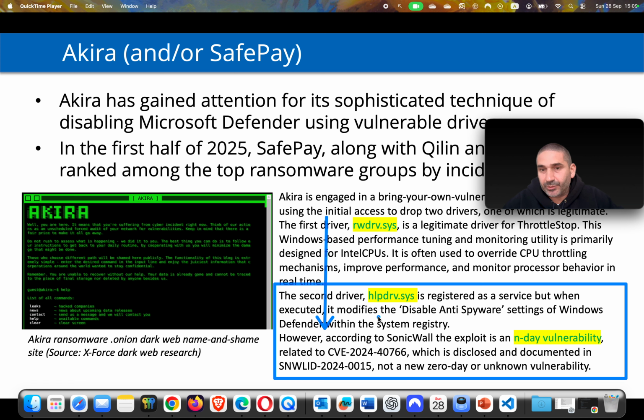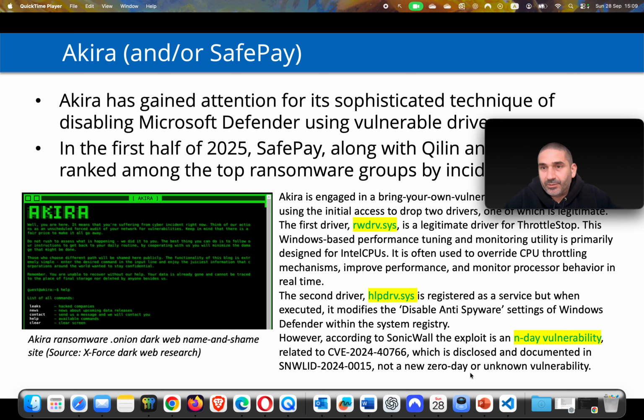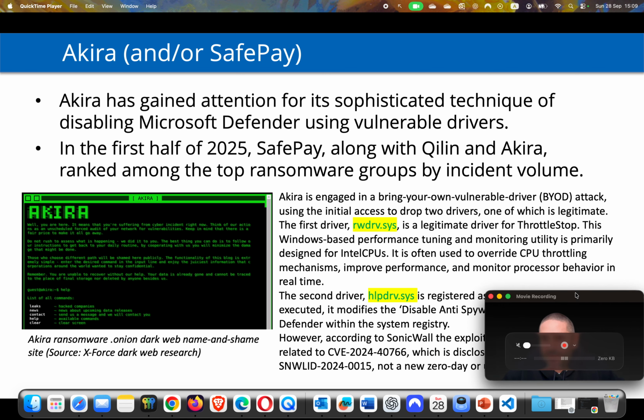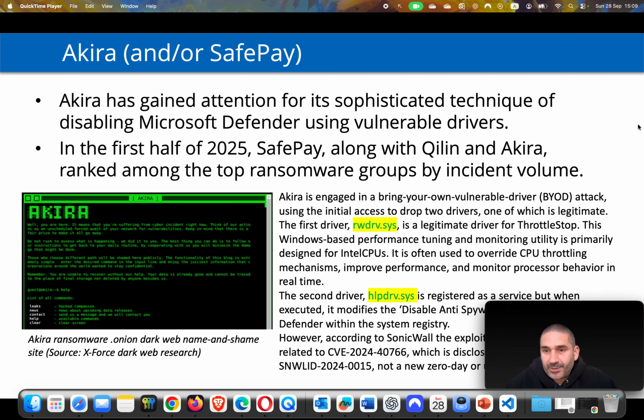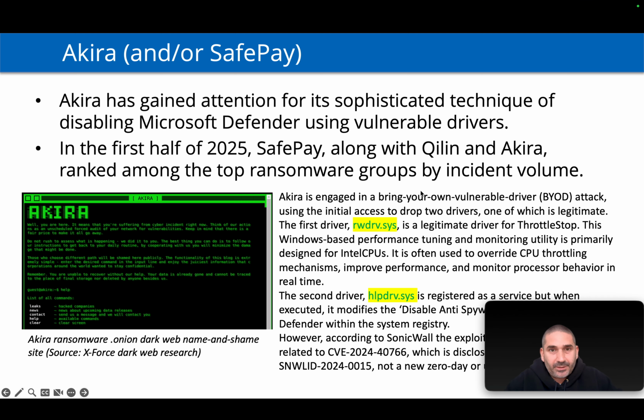So according to SonicWall, the exploit is an n-day vulnerability. So it's not a zero-day vulnerability because it has a CVE associated with it. It's disclosed and documented, and it's not a zero-day or unknown vulnerability. So this is, in a nutshell, the short explanation of how the attack would operate.